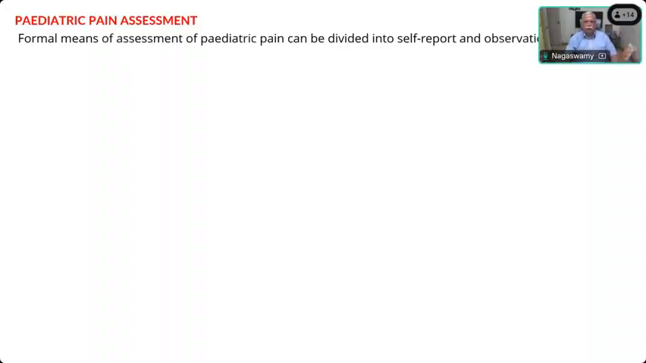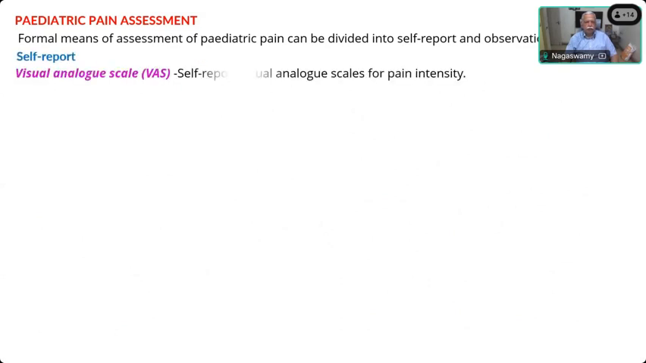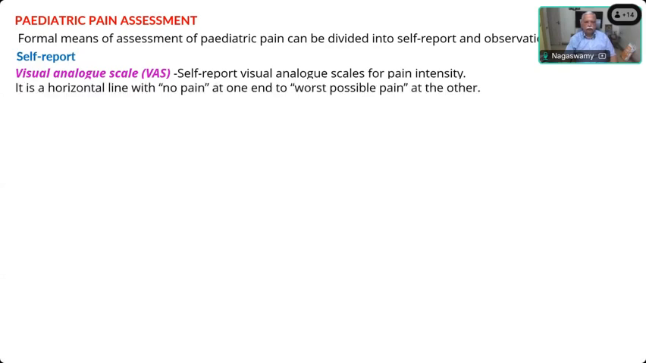So pediatric pain assessment, the formal means are self-report and observational. These are the two categories. The first thing, self-report, is always the best, because the children can directly communicate and tell you. The visual analog scale is supposed to be the easiest method of assessing the acute pain score. Mostly it is used only for acute pain and not chronic pain. The patient draws a line that intersects to indicate the intensity, for ages 3 to adult patients.